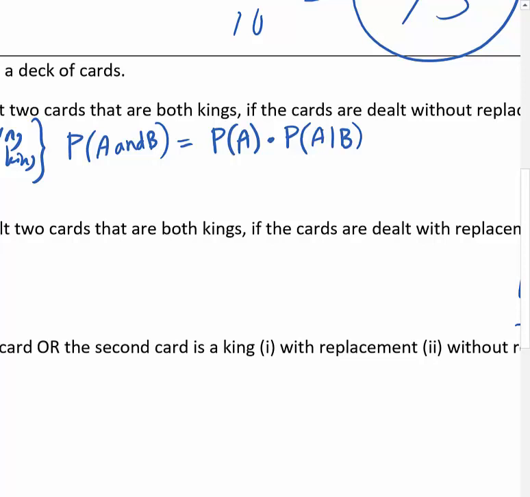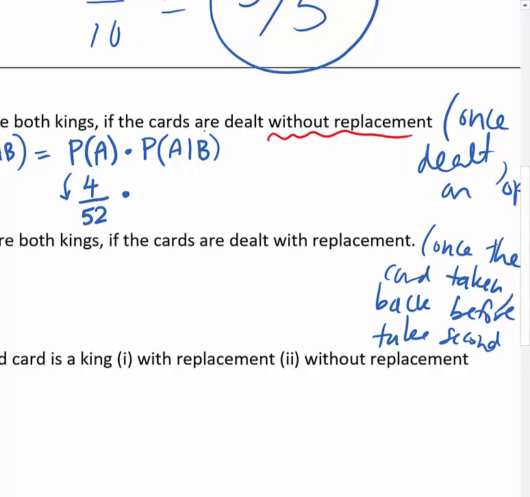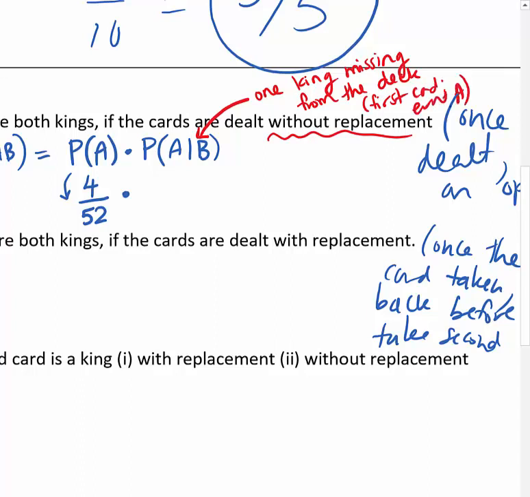So the probability of event A happening, I think we've seen this before. There are 4 kings in a deck of cards out of 52 total cards. So that's the probability of event A happening. But now we got to think about if event A has happened, and we said without replacement. So once we calculate the probability of B, which is the second card is a king, there's 1 king missing from the deck, because it was the first card that we chose, event A.